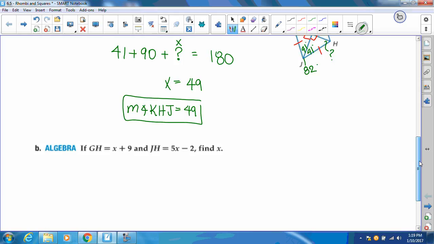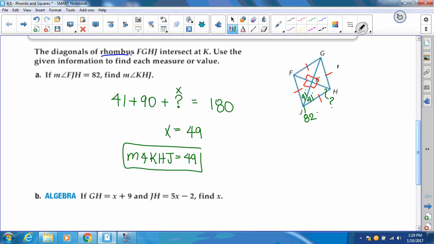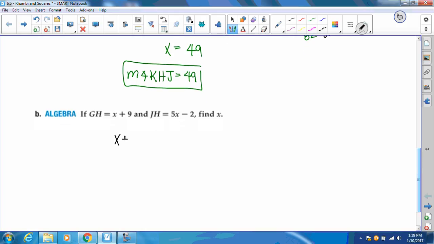Okay, then the second part says if GH is X plus 9, so that's this side here, and JH is 5X minus 2, find X. And we know in a rhombus that all the sides are congruent, so we can just set those sides equal to each other. And then we're going to solve. Subtract X, and I get 4X. Add 2, and I get 11. Divide by 4, and X is 2.75.